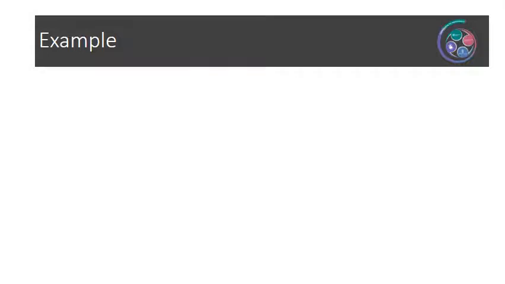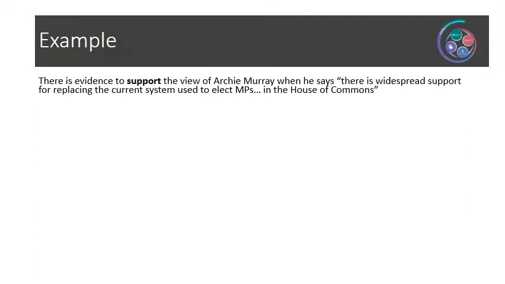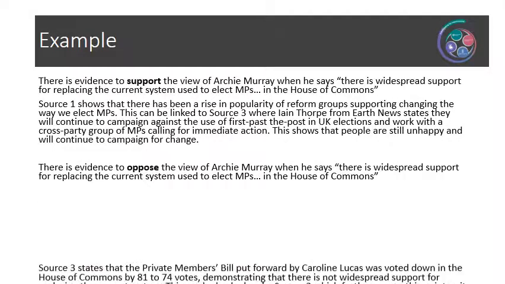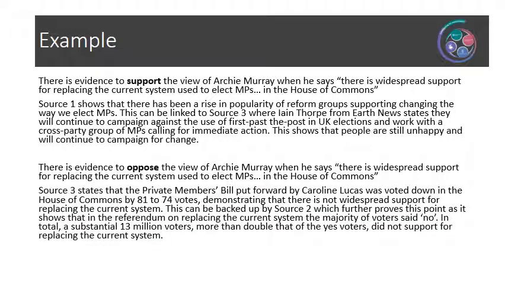And for example purposes, we want to have a look at finding evidence which opposes the view of Archie Murray. Again, we can take this from source 2 and from source 3. And we can put that into our example here to finish it off, like so. It might be worthwhile copying this example down.